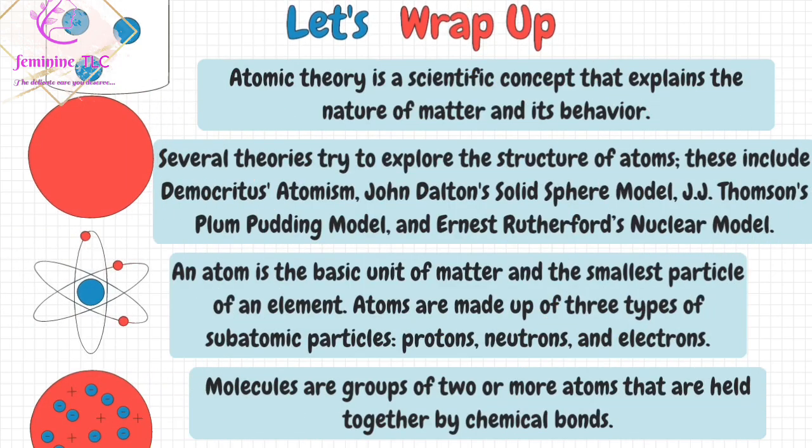Now let's wrap it up. Remember that atomic theory is a scientific concept that explains the nature of matter and its behavior. Now, several theories try to explore the structure of atoms. We saw the atomism, the solid sphere model, the plum pudding model, and the nuclear model. Also, we know that an atom is the basic unit of matter and the smallest particle of an element. Atoms are made up of protons, neutrons, and electrons. We know that molecules are groups of two or more atoms that are held together by chemical bonds.